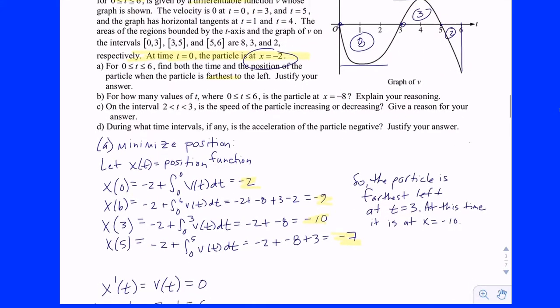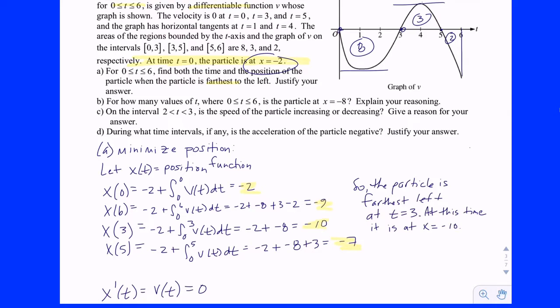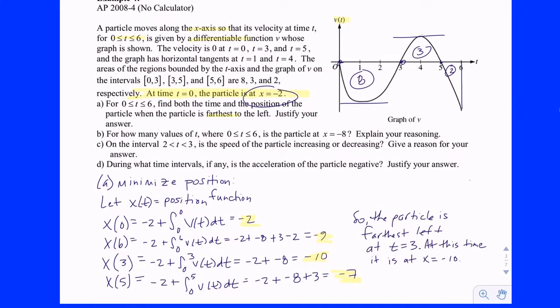The free response question was, can we just intuitively look at it and tell that it's at t equals 3, or would we have to show the work? You would show the work for t equals 3, but for all the other ones, yes, you would need to show it.